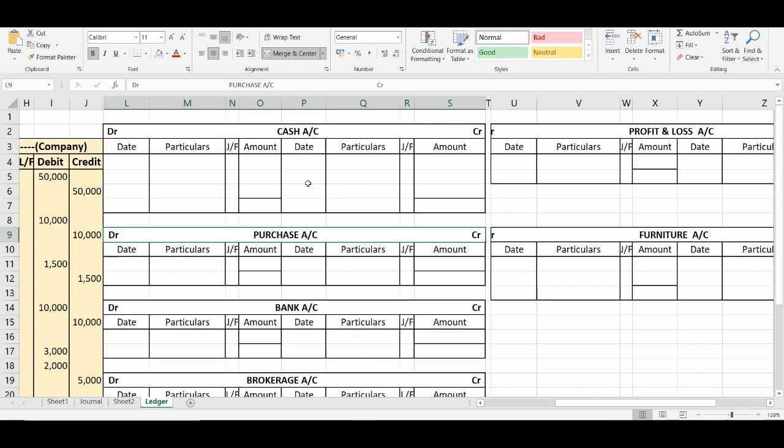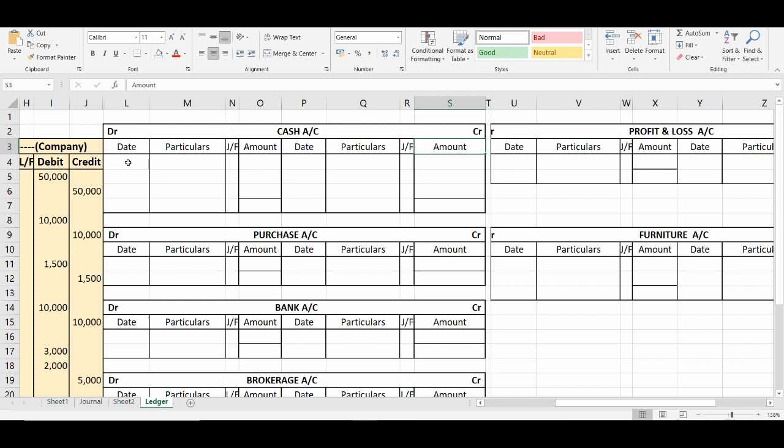So coming to the format of ledger, this is how you prepare a ledger. So suppose it's a cash ledger. So cash account will be the heading given. Then there will be a debit and a credit side to it. In the cash ledger, there will be 8 columns, particularly 4 for the debit side and 4 columns for the credit side. Now the columns will be date, particulars, journal folio and amount. Now, in the similar fashion, for the credit side, the columns will be date, particulars, journal folio, and amount.